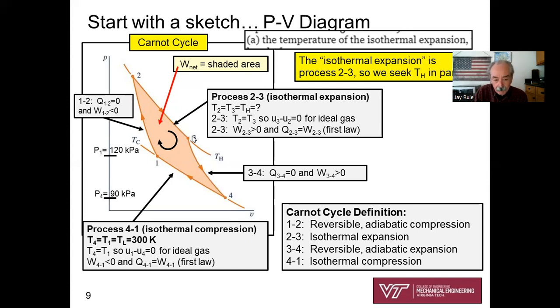A positive number, integrating left to right. 4 to 1, that isothermal compression. It's negative. Work is negative. Integral PdV negative, integrating right to left. And so if you could do the math and get numbers for all four of those, add them together to get the net work. The shaded area is the net work.